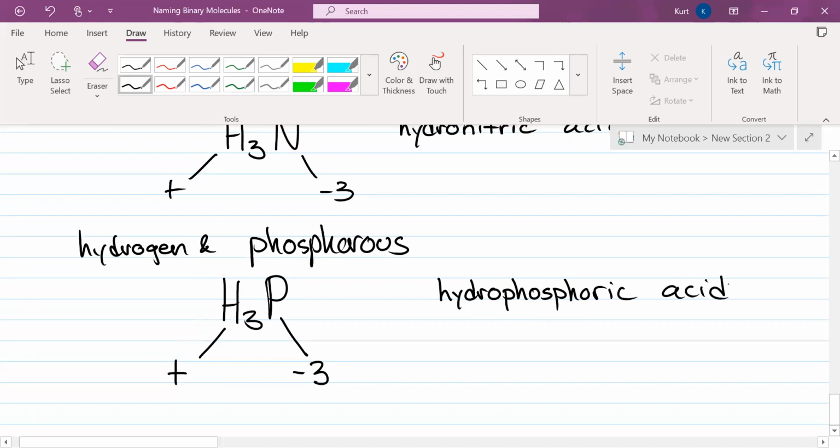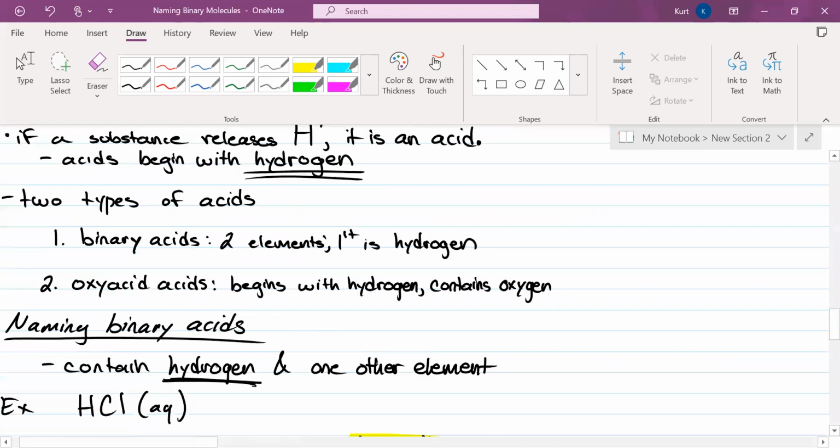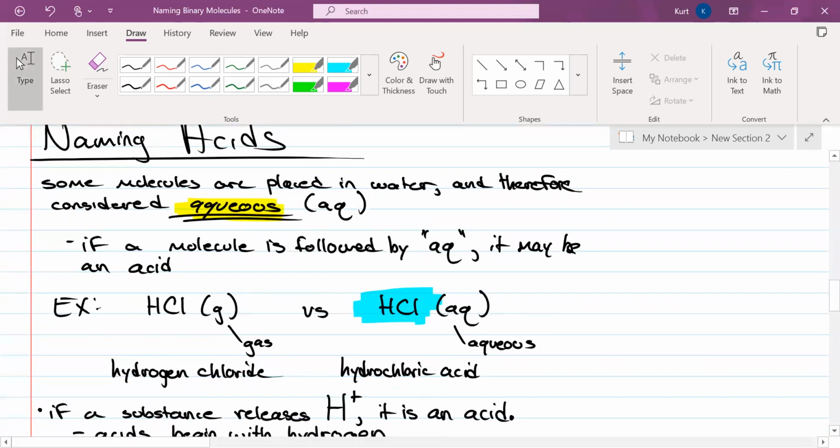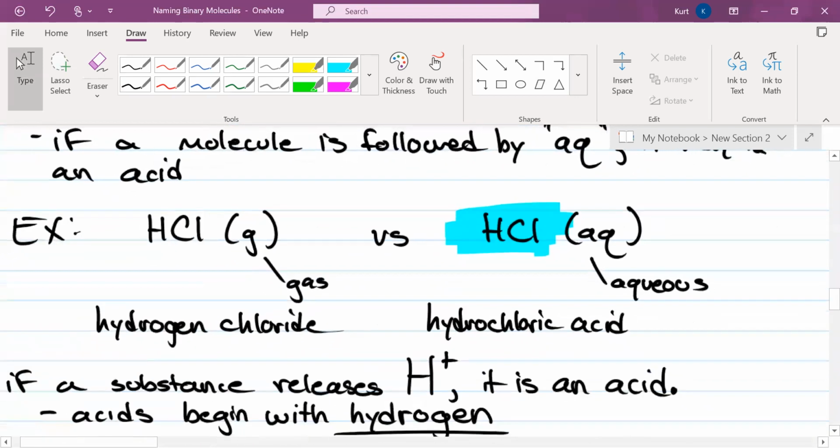Yes, Carson. So how come you aren't writing it like we usually do, like where you do the try and like... Because these are acids. When you name acids, some molecules are placed in water and therefore considered aqueous. If a molecule is followed by aqueous, it must be an acid. And all acids begin with hydrogen. So the example we did yesterday was the difference between HCl gas and HCl aqueous.